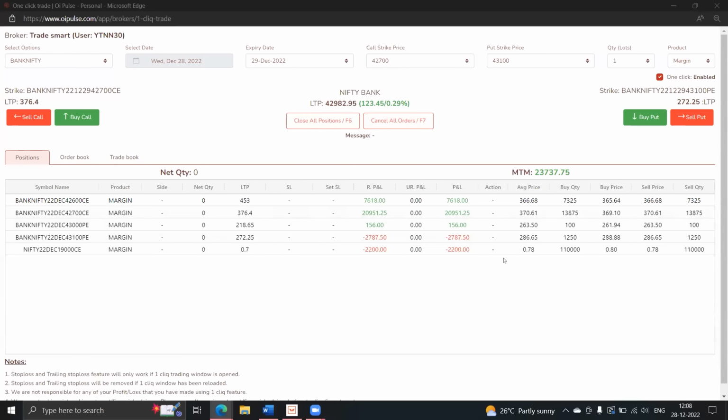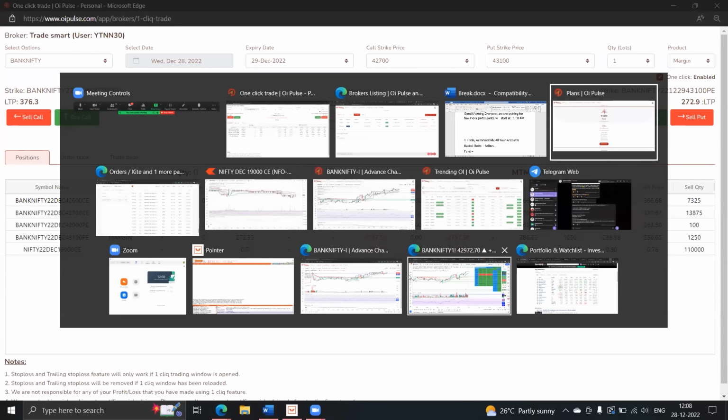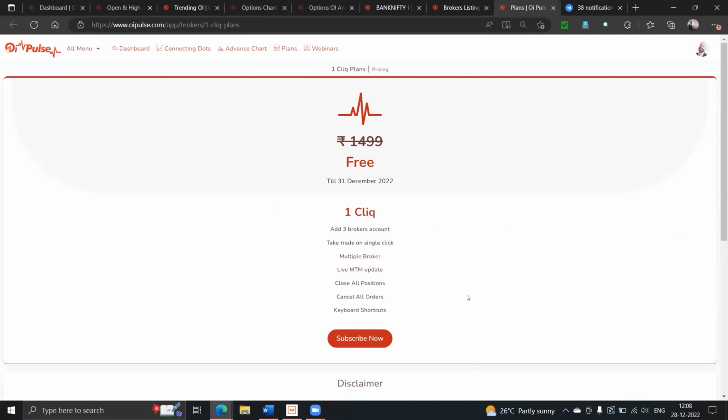People are asking, Shiva, when will the one click be available for the general public? From 1st of January, you all will be able to buy one click even without the OI Pulse subscription. Currently, we have given it complimentary for OI Pulse users till 31st. From 1st Jan, this will be available to all of you.